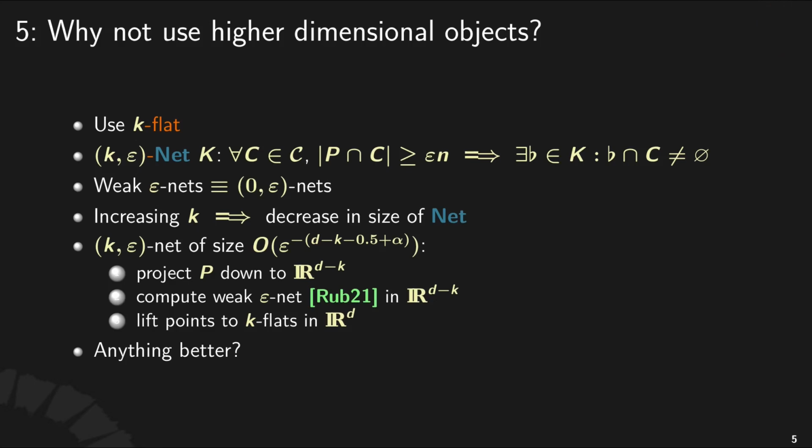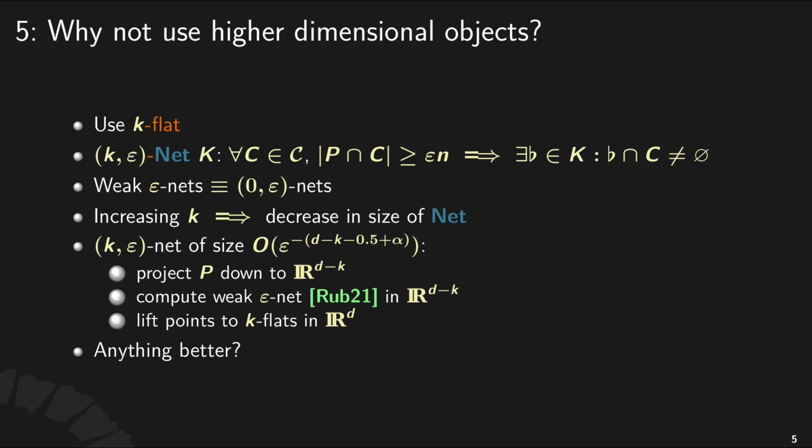So this work started by saying, okay, all those weak epsilon net questions are too hard. Let's look at something much easier. Let's cheat. And the natural way to cheat is to use a k-flat. A k-flat is a k-dimensional affine subspace. In particular, a 1-flat is just a line. So now I would like to pick a set of k-flats that stabs all the convex bodies that are heavy.